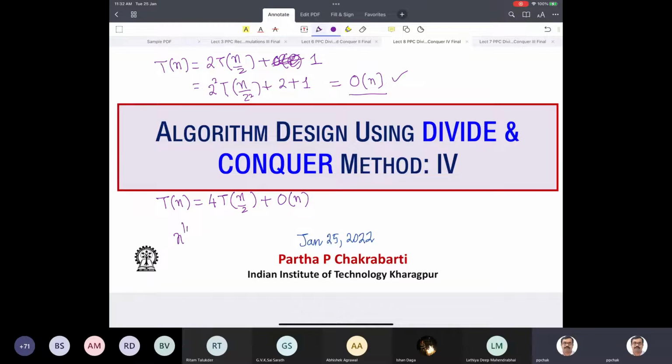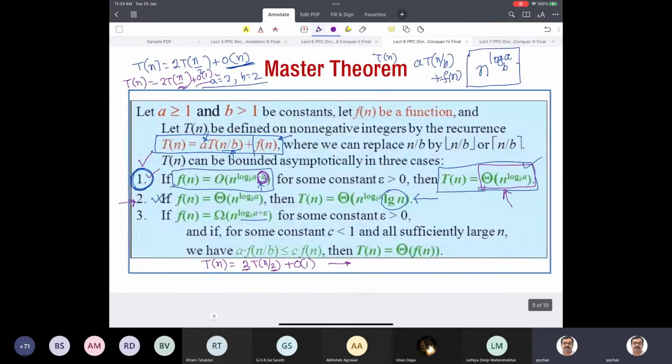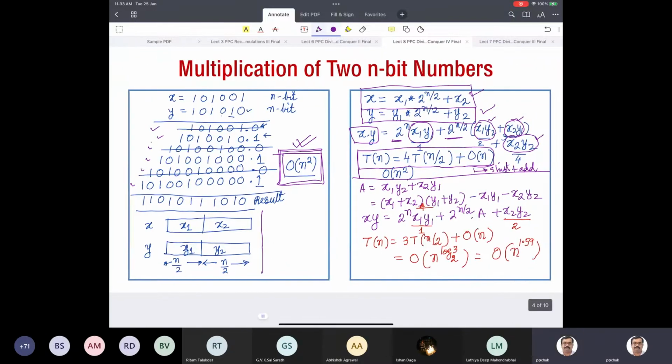What is n to the power log a to the base b here? What is a? 4. B? 2. So it is n squared. And because this is n squared and this is order n, it falls under which case of master theorem? Case 1. Since it falls under case 1 of master theorem, I end up in order n squared.